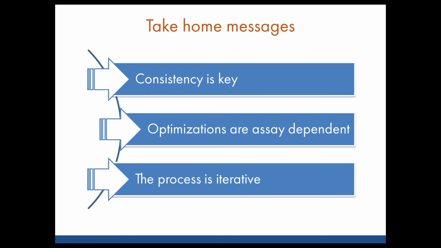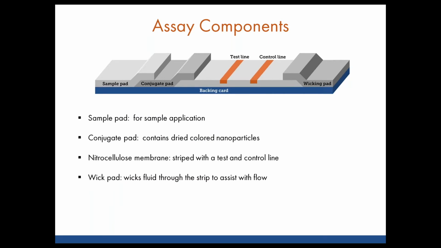So now we'll get started with an overview of the basic lateral flow test strip components and move on to breaking down each of the 7 steps that we've outlined. Lateral flow assays are simple, inexpensive devices used to detect the presence or absence of analyte in a sample.